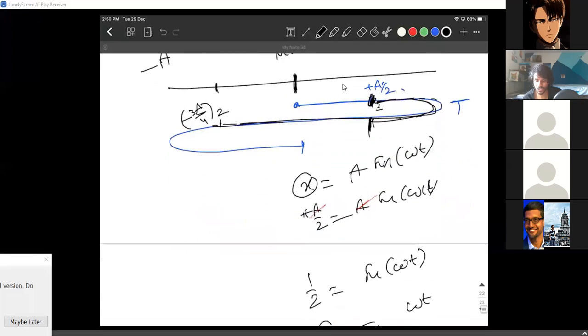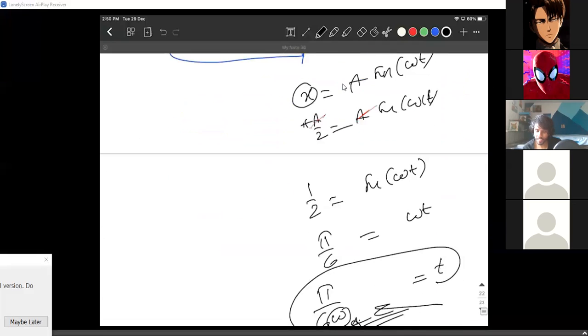Sir, I am asking, what if it asks the time taken to pass A by 2 for the second time? Like first time it went like that, then the second time. That's a good question. When you solve this and write sine theta equals 1 by 2, you don't just put pi by 6. Pi by 6 is not the only place you get 1 by 2. Sine theta gets 1 by 2 multiple times.